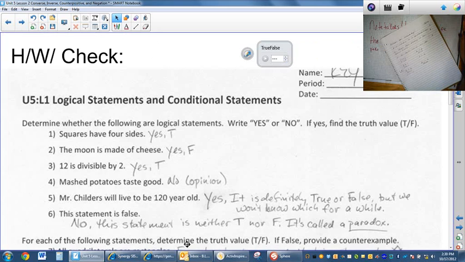Number 5, the chinchillas will live to be 120 years old. Yes, it is a statement. That's all it is. It's just a statement that we do not know the answer to. So we don't know. I mean, if I live to be 120, then it was a true statement. If I don't live to be 120, then it will be a false statement. We don't know yet. So there is allowed to be some ambiguity with a truth value.